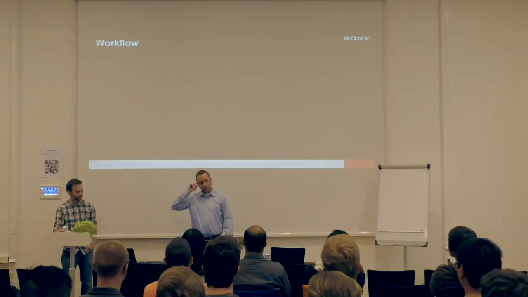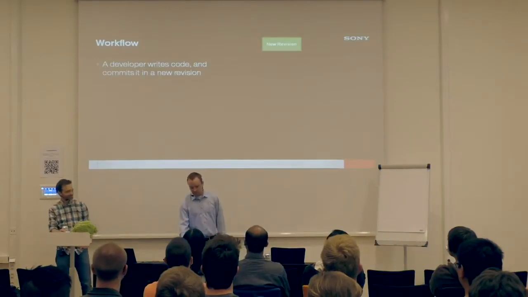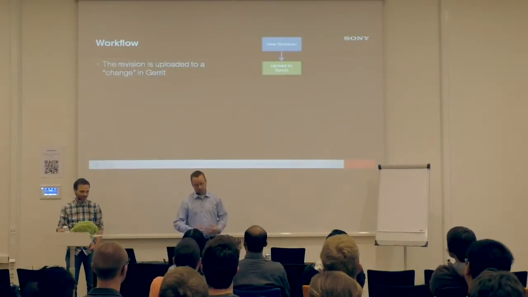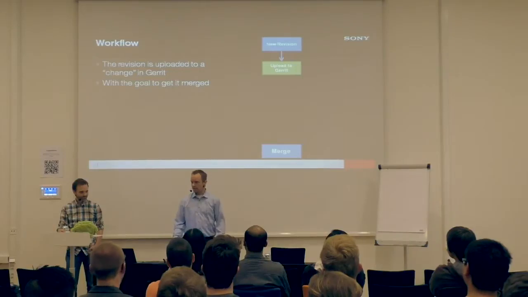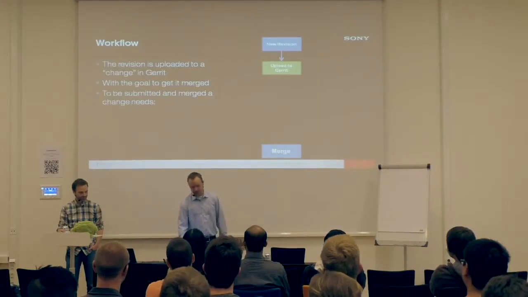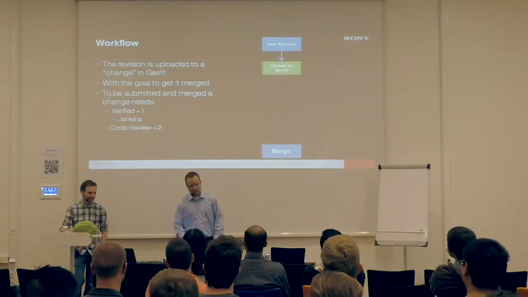Going through the code review and verify workflow in a more abstract fashion. It starts with the developer writing code, right? And the developer uploads that code as a change in Gerrit with the objective to in the end get merged into the code base. Now, to be submitted, as Gustaf already stated, you need a verified +1 by Jenkins, and you need a code review +2. In our case, at least, you can define any rule you want for merging in Gerrit.